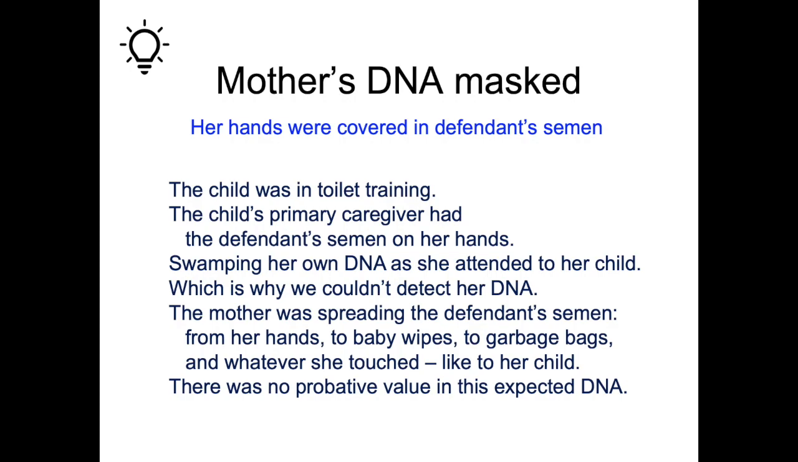So the mother's DNA was masked because her hands were covered in the defendant's semen. The child was in toilet training. The child's primary caregiver had the defendant's semen on her hands, swamping out her own DNA as she attended to her child, which is why forensic science couldn't detect her DNA. The mother was spreading the defendant's semen from her hands to baby wipes, to garbage bags, and whatever she touched, like to the body of her child. There was no probative value in this expected DNA. The defendant's DNA arrived through transfer.